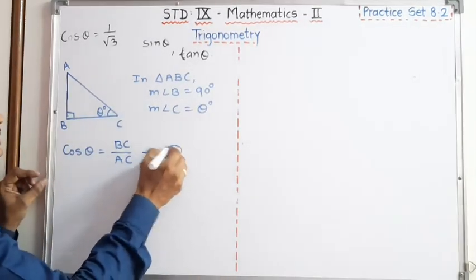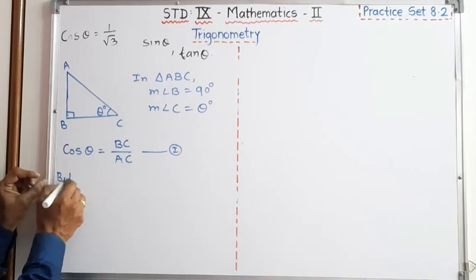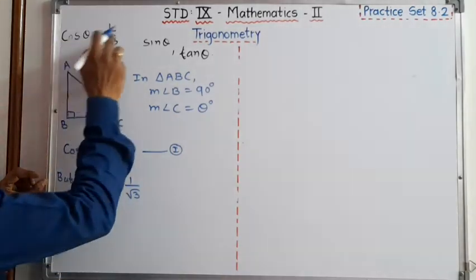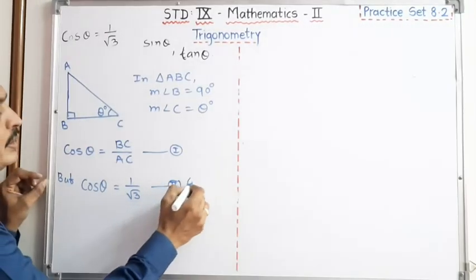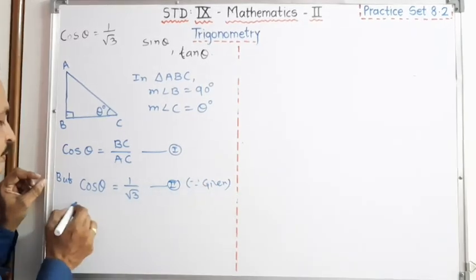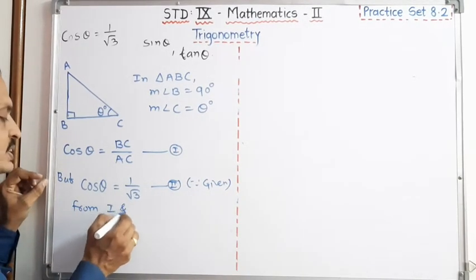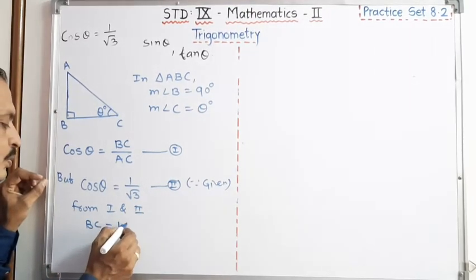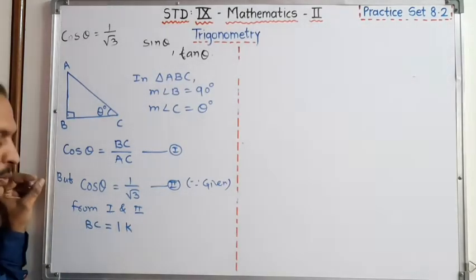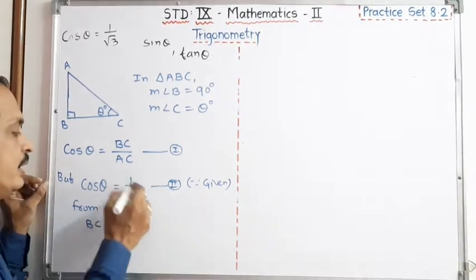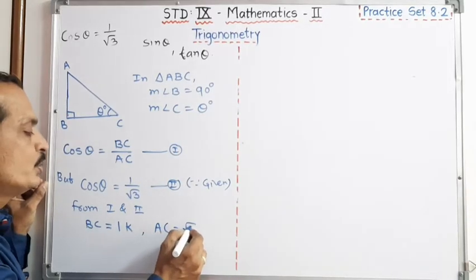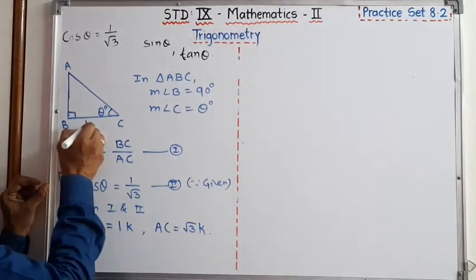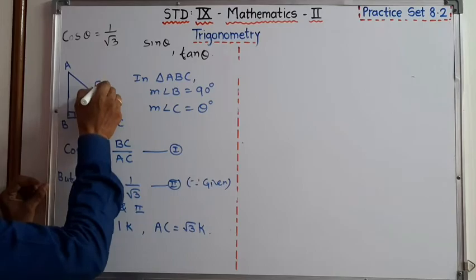It is first. But what is given? Cos theta is equal to 1 upon root 3. But it is given. Therefore, from first and second, we can write BC is equal to 1K. I think everyone understood what about this K. And AC is equal to root 3K. Got it? BC is 1K and AC is root 3K.